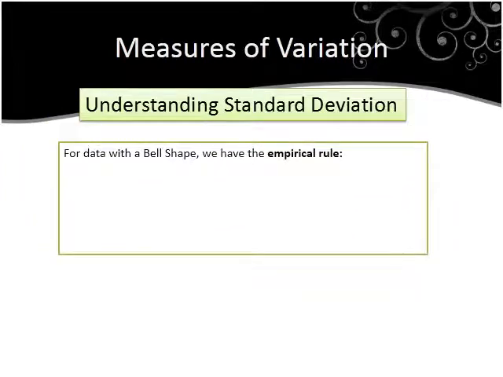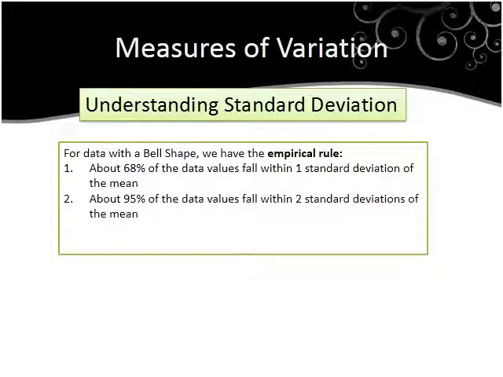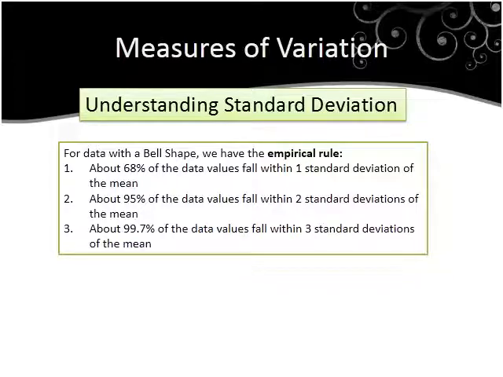If data has that bell shape or normal curve to it, then we have this empirical rule. About 68% of the data falls within 1 standard deviation of the mean. About 95% of the data falls within 2 standard deviations of the mean, which is the same as that general rule of thumb that we mentioned. And about 99.7% of the data falls within 3 standard deviations of the mean.